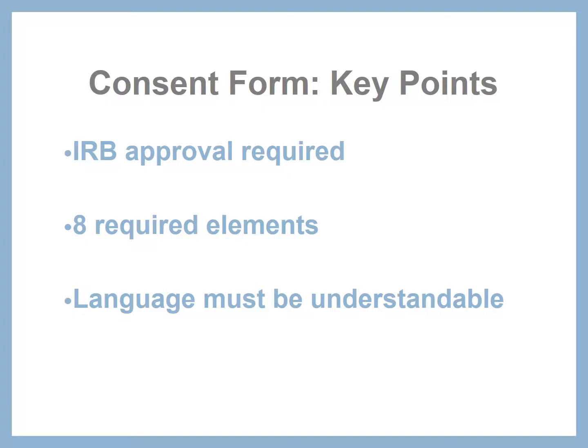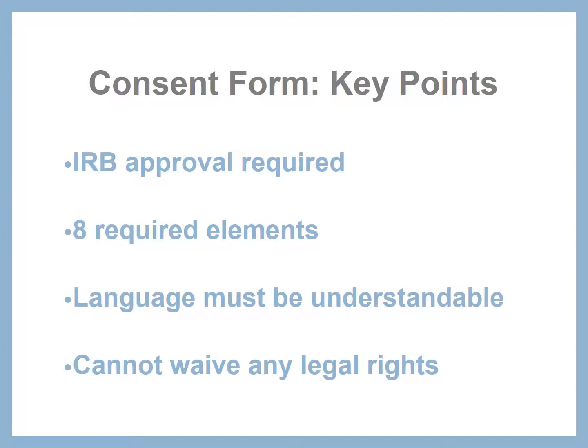The language has to be understandable to the individual participating. That means language-wise. I am unfortunately not bilingual. I wish I was. I only speak English, so I would have to have a consent form in English. Also, you have to take into consideration the educational level of the participant on your trial. Most consent forms will be written at a grade 6, 7, somewhere around there, reading level. And one of those required elements is that you cannot waive any legal rights of the participants. Whatever legal rights are afforded to people on the trial, they cannot be waived as part of the process.